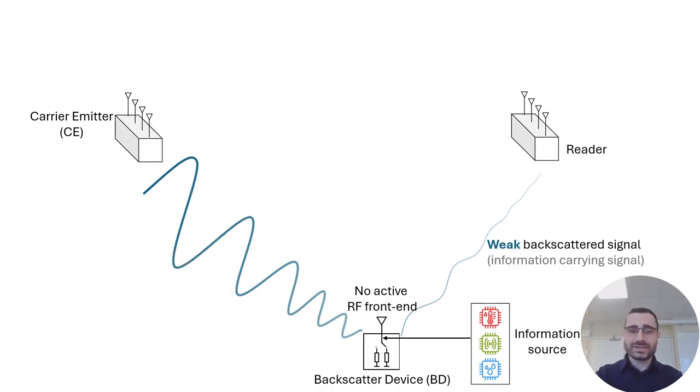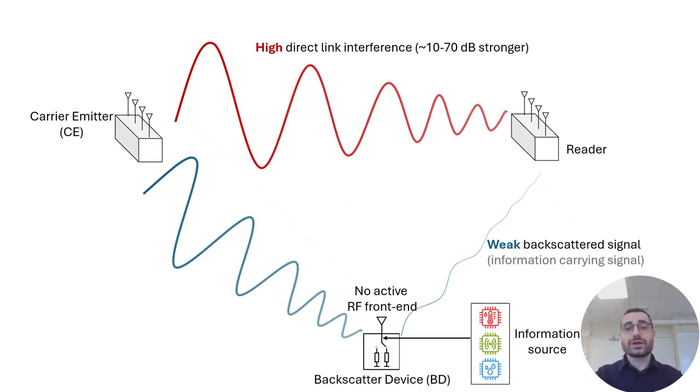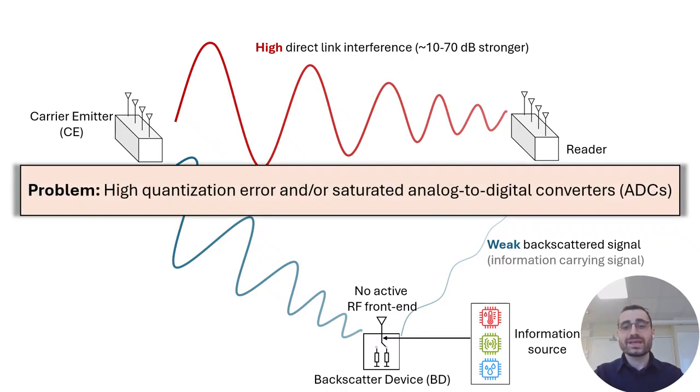But the transmitted signal from the carrier emitter also goes directly to the reader as interference. This interference may be 10 to 70 dB stronger than our weak information-carrying signal. Because of this difference, the hardware in the reader can be saturated and we cannot detect information from the backscatter device. It is like trying to hear whispers next to a jet engine.